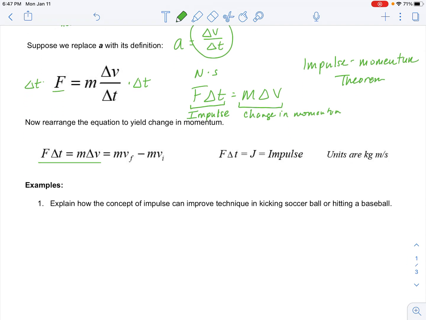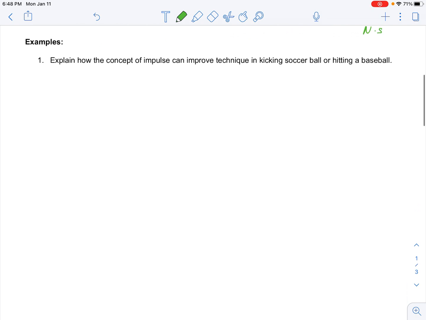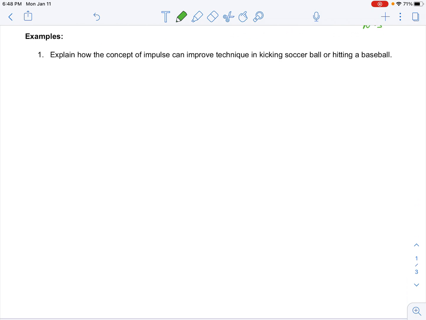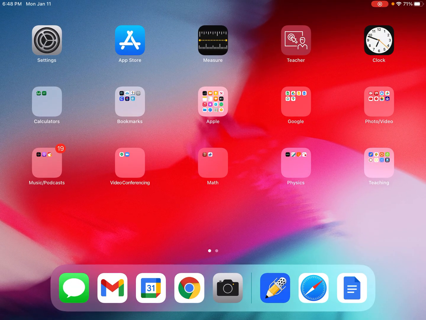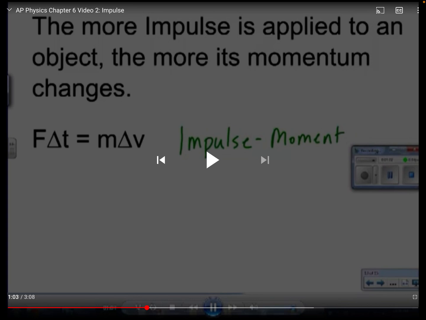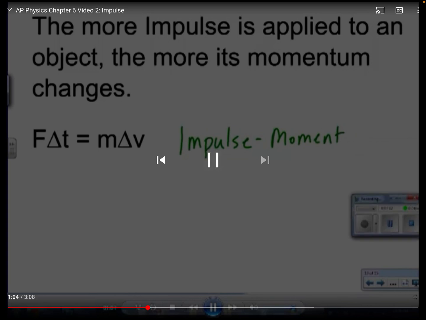So here I've got the equation written again, and just a reminder that change in velocity is final minus initial. Also, the symbol for impulse is often a J. I is used for other things in physics, and the units are the kilogram meter per second or the Newton second. So let's look at an example here. Explain how the concept of impulse can improve technique in kicking a soccer ball or hitting a baseball. I have a video queued up in YouTube. Okay, let's watch.